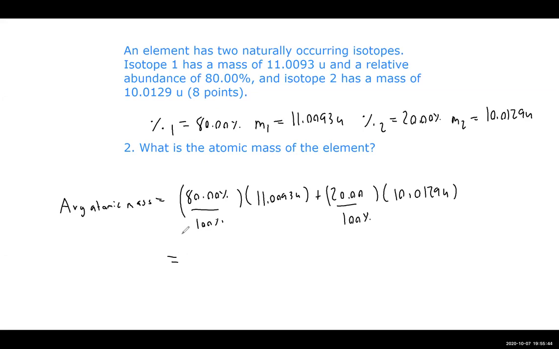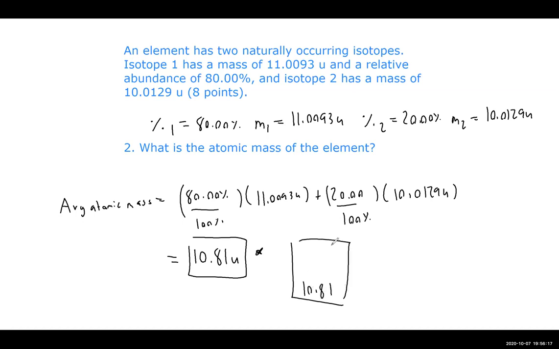Punching that into our calculator, we have 11.0093 times 0.8 plus 20.00 over 100 times 10.0129. And that gives us an average atomic mass of 10.81 AMU. What element has an atomic mass of about 10.81? What element does that correspond to?